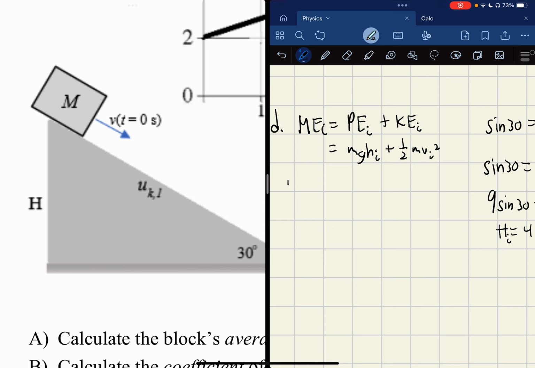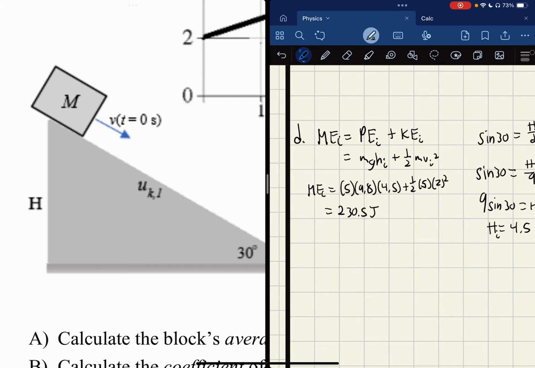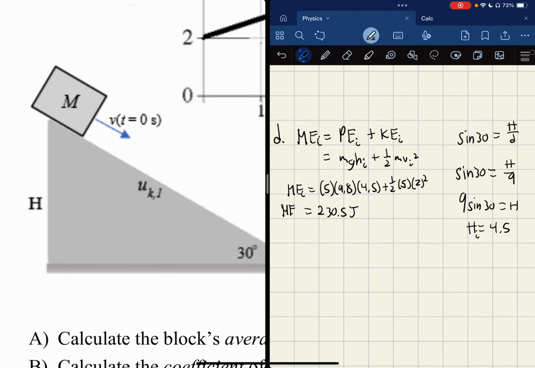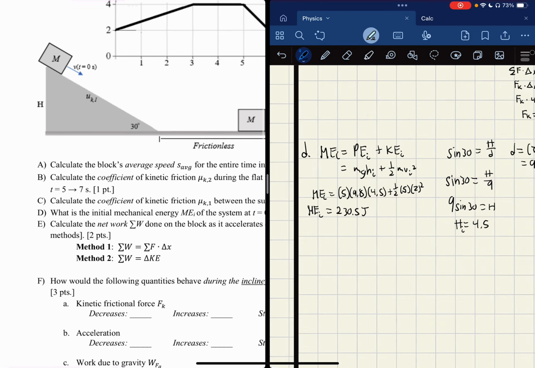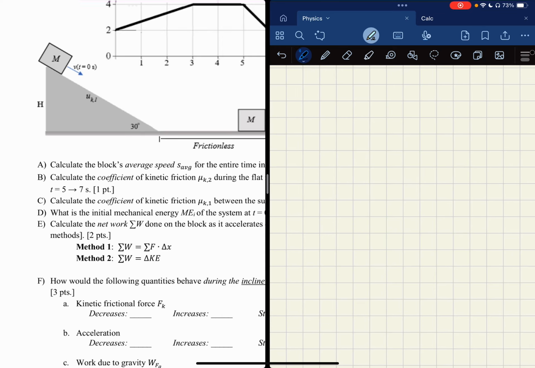So MEI is equal to 5 times 9.8 times 4.5 plus 1/2 times 5 times 2 squared. And that would equal 230.5 joules. So that's your initial mechanical energy. Okay, part E.